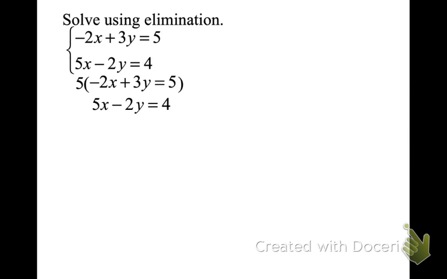They're eliminating the x's. So they're multiplying by 5. So I get negative 10x, right? That becomes negative 10x plus 15y. Remember, everything gets multiplied by 5, equals 25. And the other one is 2 times 5x would be positive 10x, minus 4y equals 8.